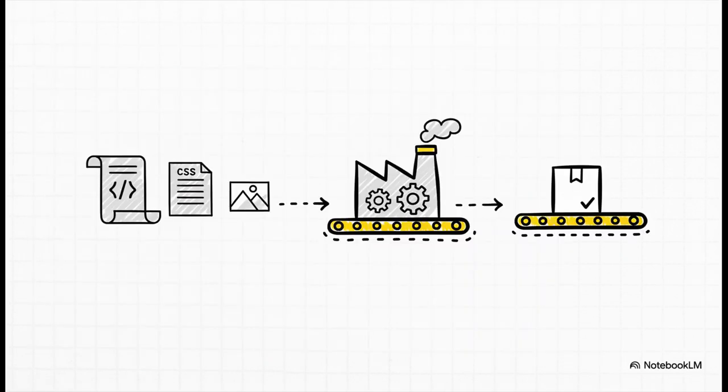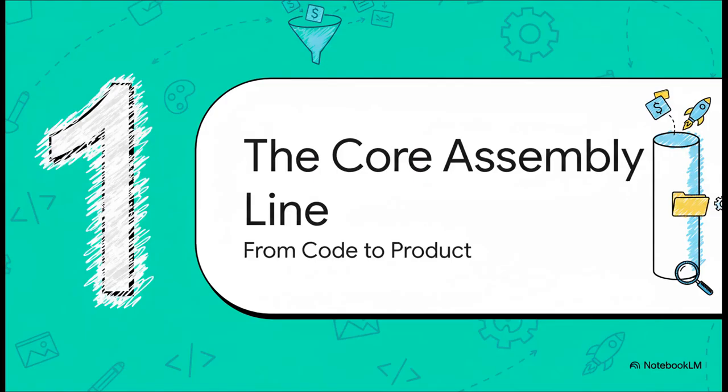Probably the best way to wrap your head around what Webpack does is to picture a factory assembly line, but for your code. You feed in all your raw materials on one end, your JavaScript files, your Sass files, your images, and out the other end comes a perfectly packaged, optimized final product. So, let's pop the hood on this assembly line. We're going to break down exactly how Webpack takes all those raw bits of code and turns them into something polished and ready for the world to see.